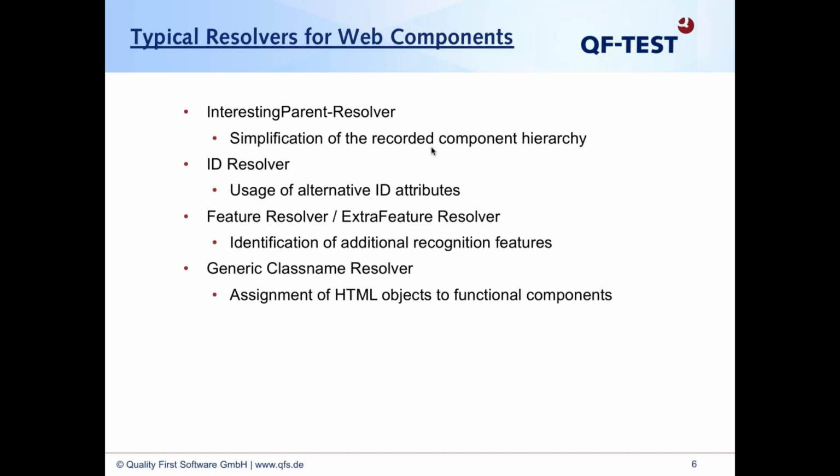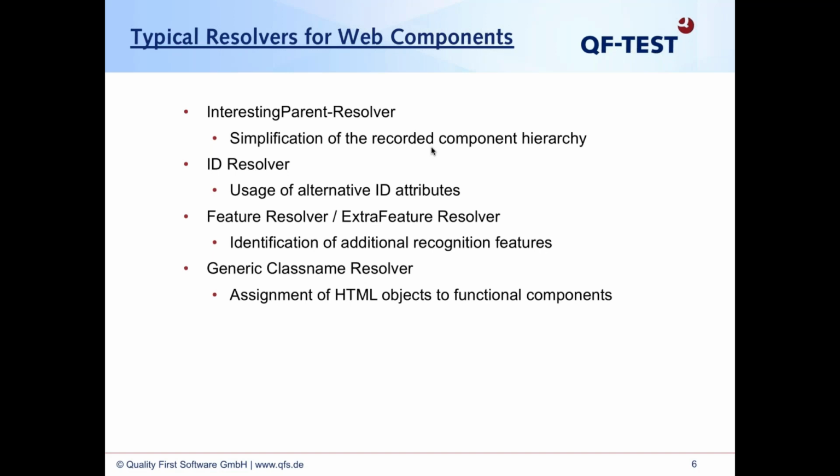And voila, QF-Test uses this. With the feature resolver and extra feature resolver, you can collect more information, like inspecting the DOM nodes around your click DOM node to get some labels or other information which you want to use for recognition, which is pretty powerful. And then we have the generic class name resolver, which is used to assign a kind of typical component to a DOM node.